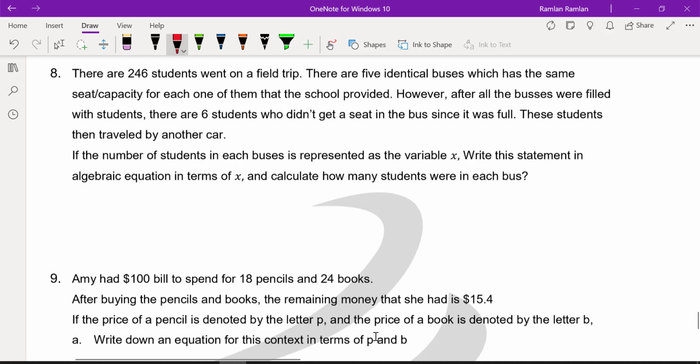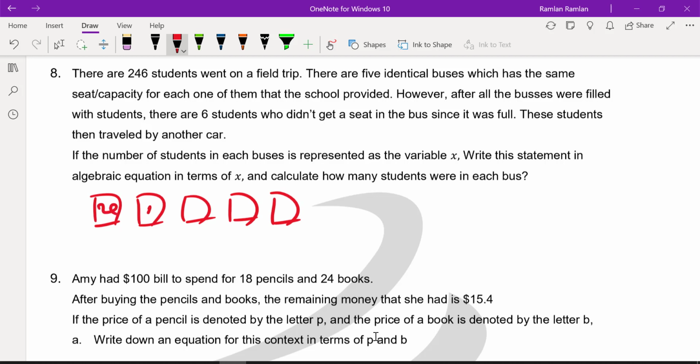So again, guys, I'm going to illustrate for you. Like 5 identical buses, right? Each of them has x number of students. And then after the buses are full, we still have those 6 students on the car. And the total of all the students, you will get 246. Can you see that we have 5 of these, so that'll be just 5x, and then plus 6 equals 246, right?